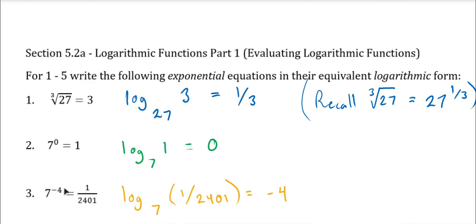Recall that a negative exponent basically just makes a fraction out of it and puts 1 over that 4th power of 7. Now, the base of the exponent becomes the base of the logarithm. The power of minus 4 should be brought out to the other side of the equal sign. And this, the output of the exponential expression, becomes the argument of the log. In other words, you bring it inside.